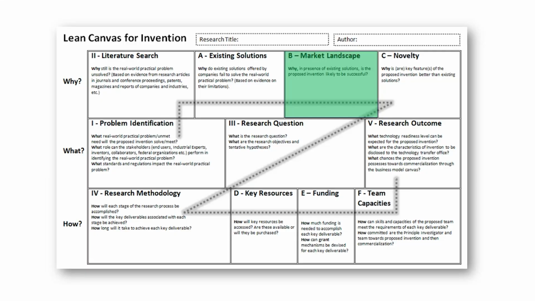But at the same time, let me also tell you that with this template, we also completed the fourth component of the LCI, which is the market landscape. Now, let's have a look at your LCI once again. Your LCI started from component number 1, problem identification, followed by literature search, followed by existing solutions, and then followed by market landscape. So, in today's episode, in fact, we have completed the fourth component of LCI.